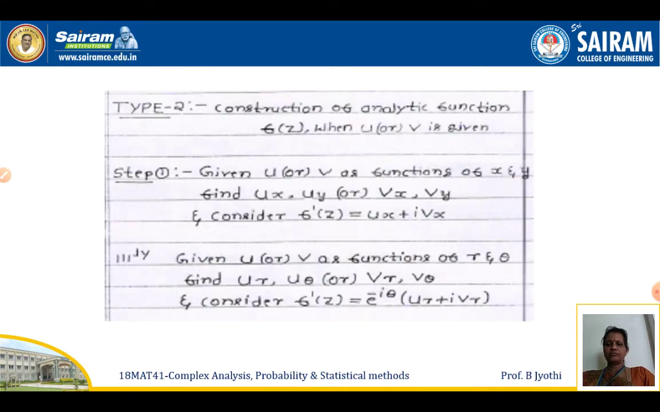In type 2 problems, it is the construction of analytic function f(z) when u or v is given. First step: given u or v as functions of x and y, find ux, uy or vx, vy and consider f'(z) = ux + i vx. Similarly, given u or v as functions of r and theta, find ur, u theta or vr and v theta, and consider f'(z) as e^(-i theta) times (ur + i vr).